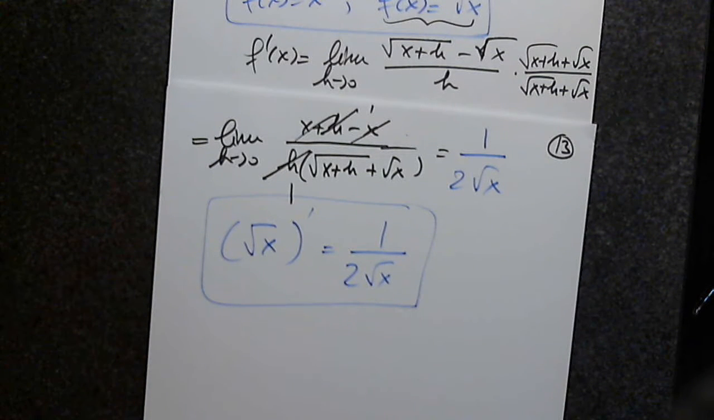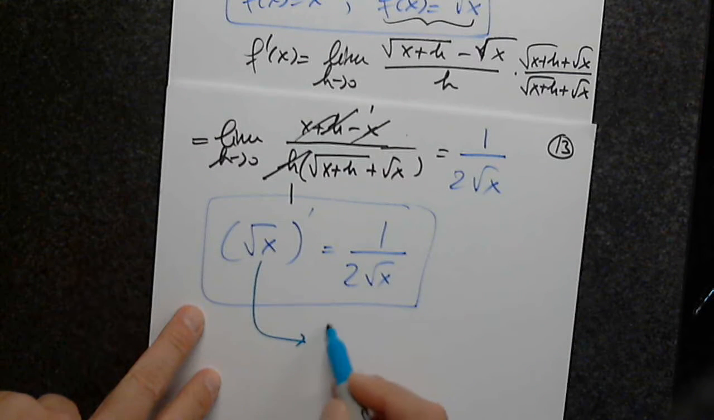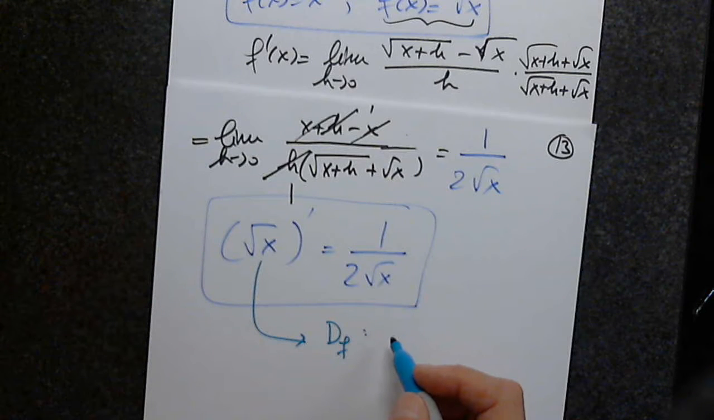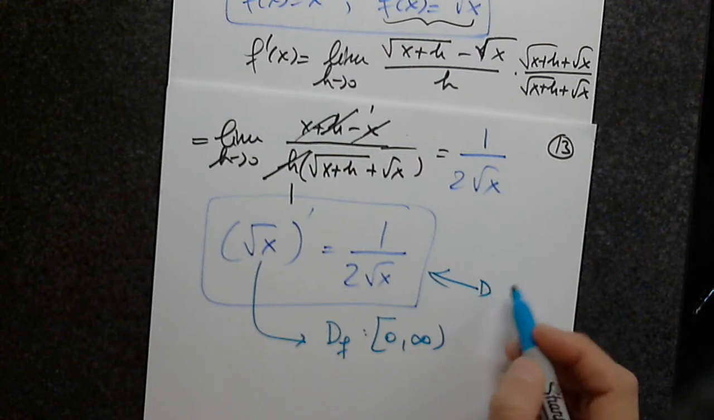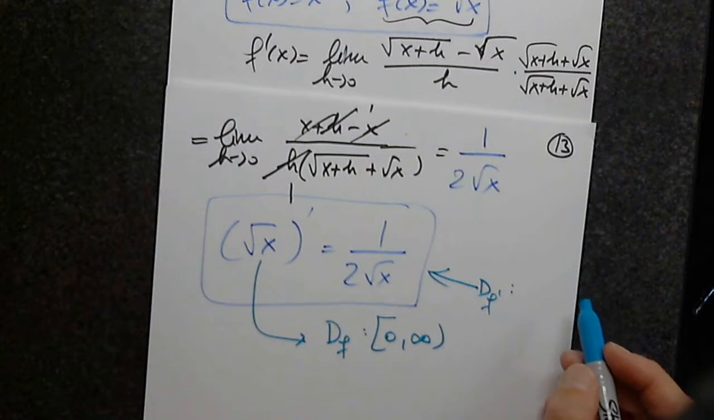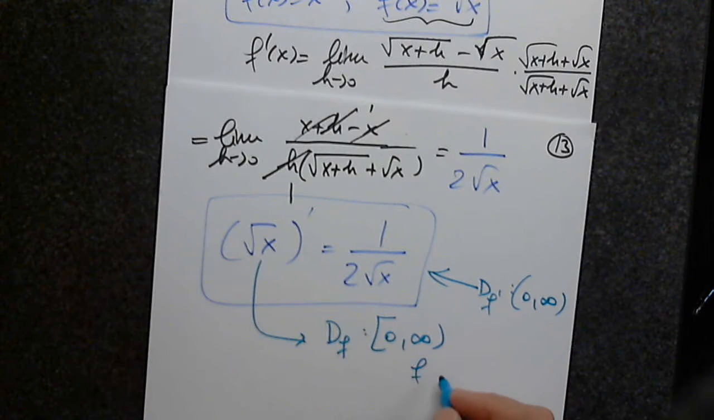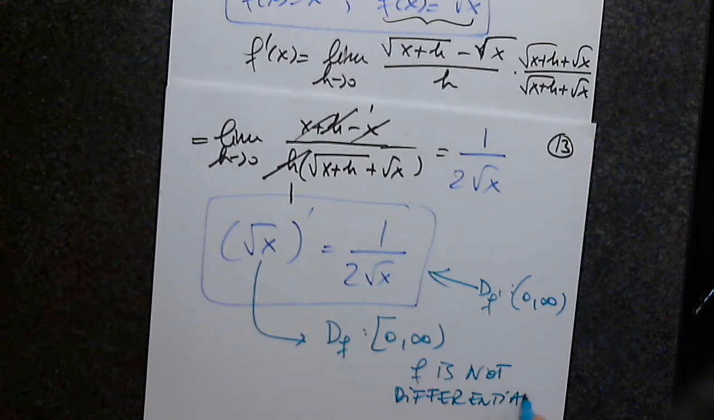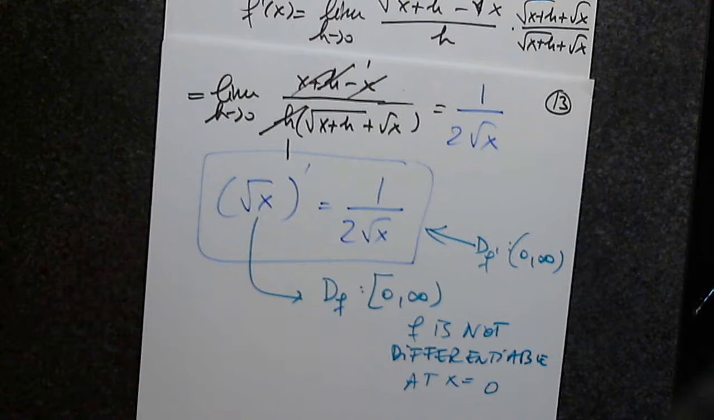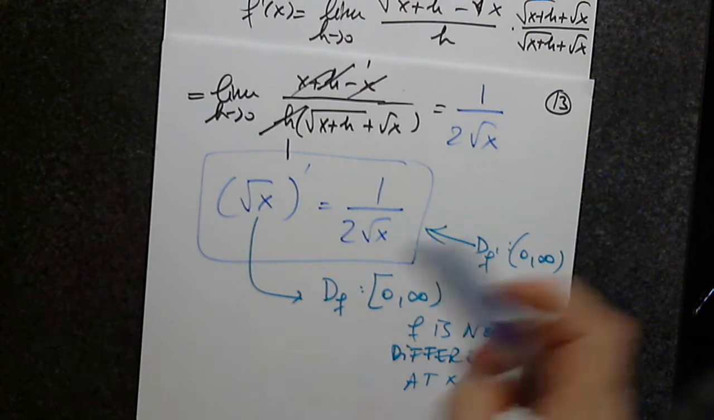What is the domain of the function? Domain of function square root of x. Very good. What is the domain of the derivative? Very good. So f is not differentiable at x equals 0? It has a vertical tangent. Perfect. Okay, let's look at x squared also.